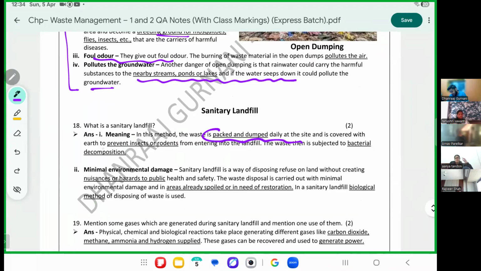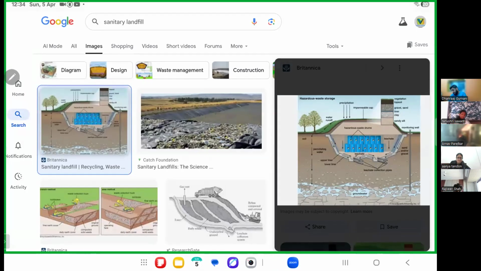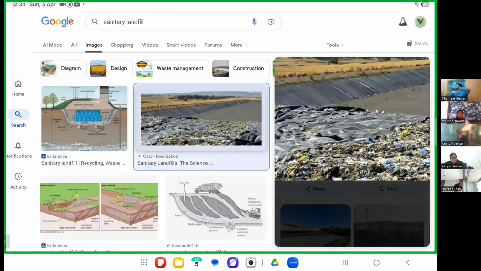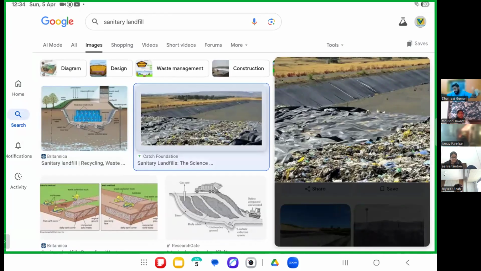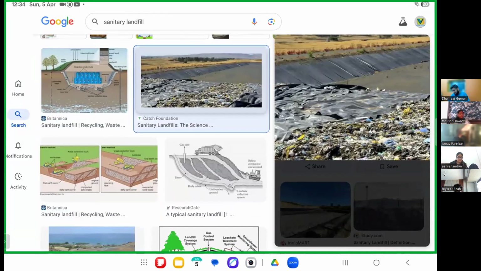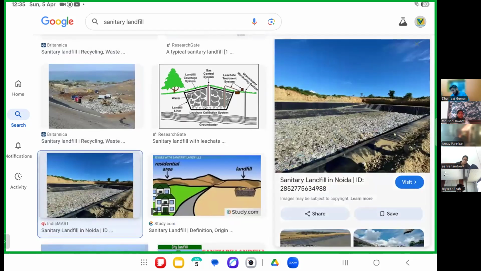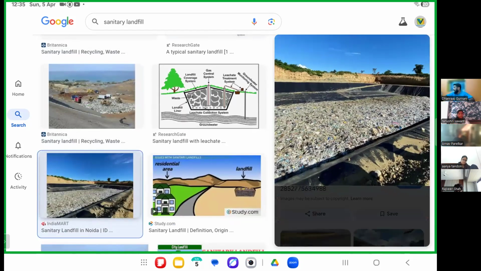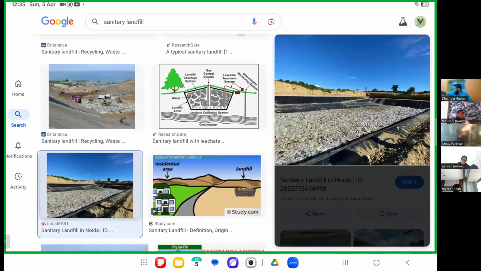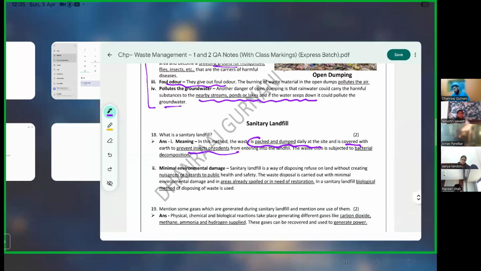Not only that, it is covered with earth. That is, it is under the ground. You dump it, you pack it, and then cover it with soil. That means it doesn't look bad over the earth. Everything is clean. Big landfills are made like this. Waste is thrown inside, then packed, and then soil is put over it and covered. Basically, it is buried under the ground.